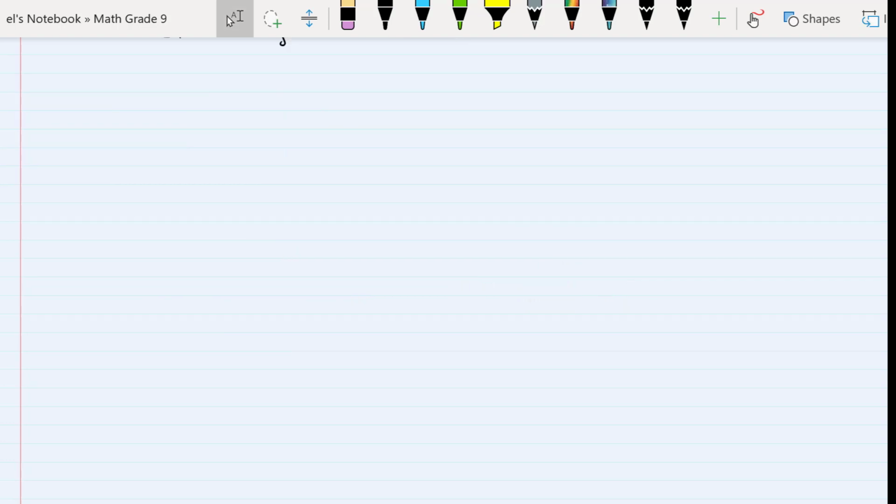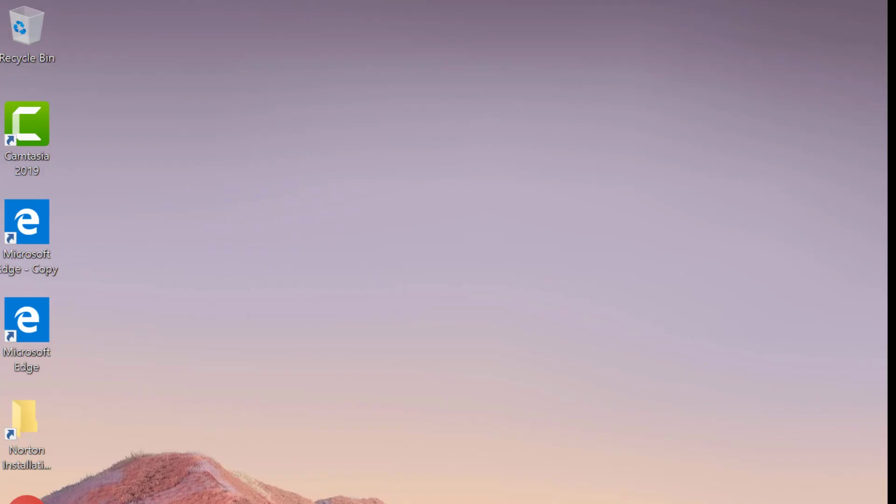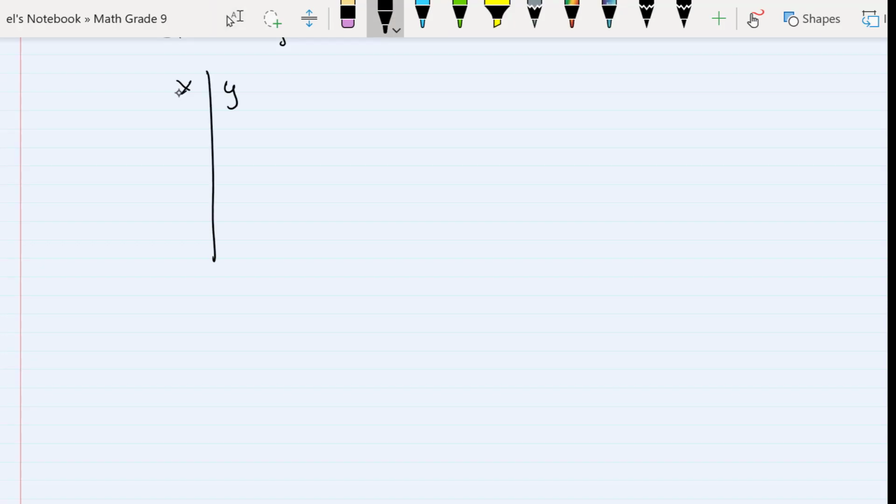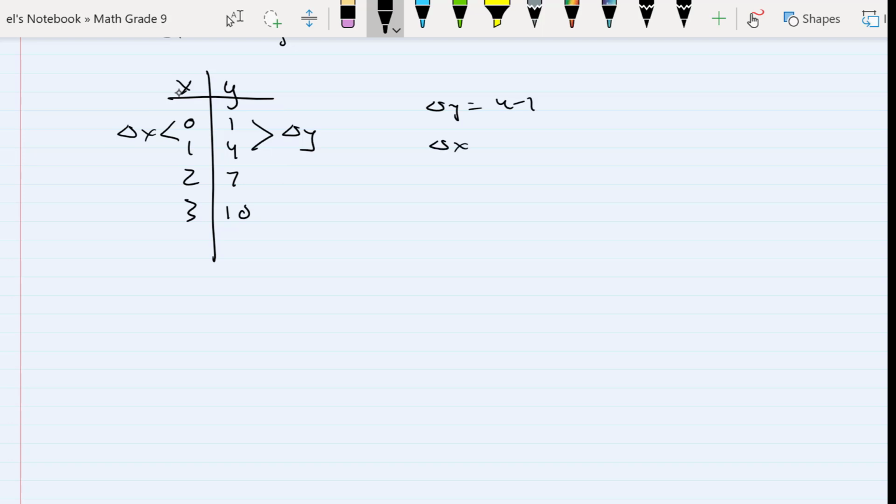Let us look at a slightly more complicated example where we have x, y, 0, 1, 2, 3, and 1, 4, 7, and 10. If we say this is our delta y and this is our delta x, and delta y is 4 minus 1, and our delta x is 1 minus 0, then m is delta y over delta x, which is 3 over 1, which is just 3. So our slope m is 3, which is a constant.